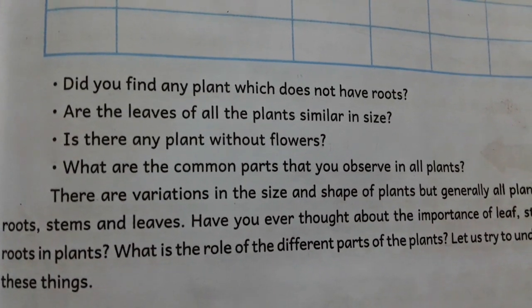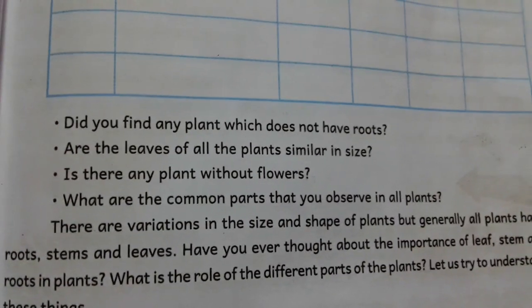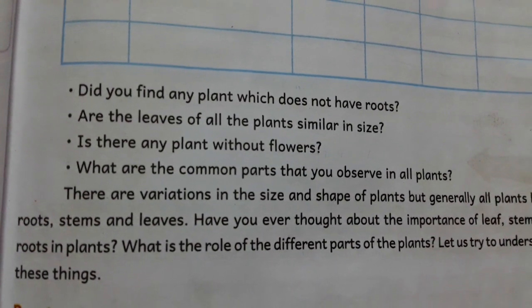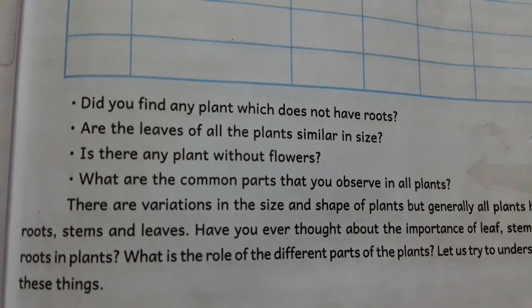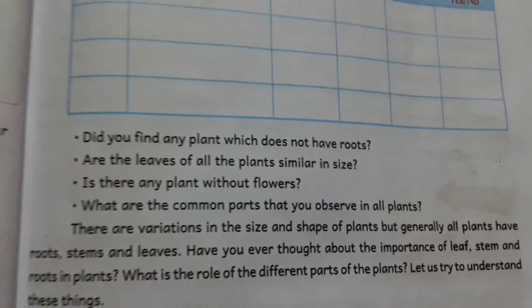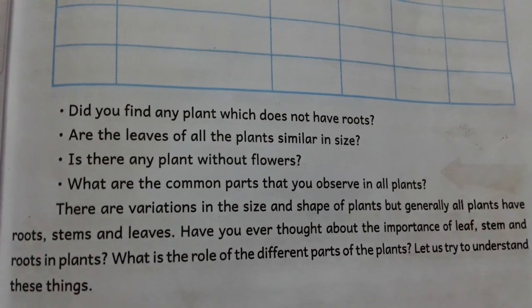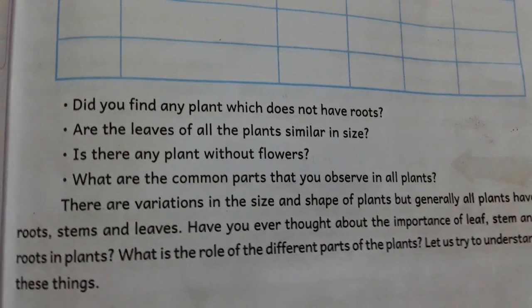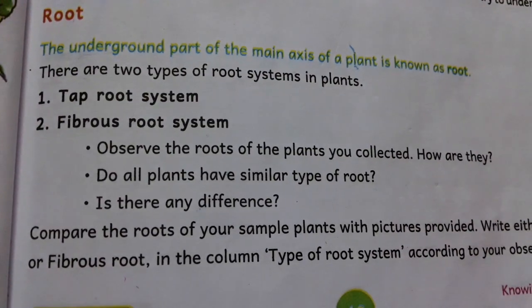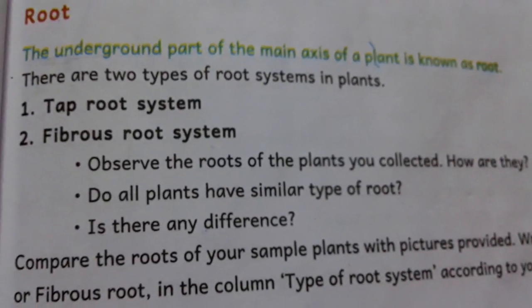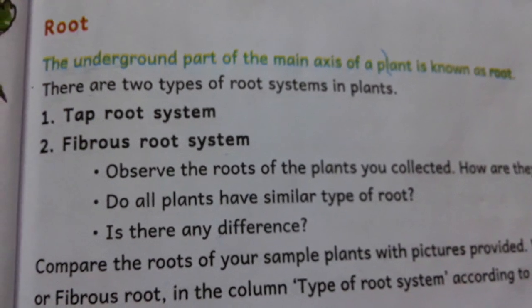There are variations in the size and shape of plants, but generally all plants have common parts, that is roots, stems and leaves. Have you ever thought about the importance of leaf, stem and roots in plants? So, we have to know the functions of the parts. See here, they have given root. The underground part of the main axis of the plant is called root.